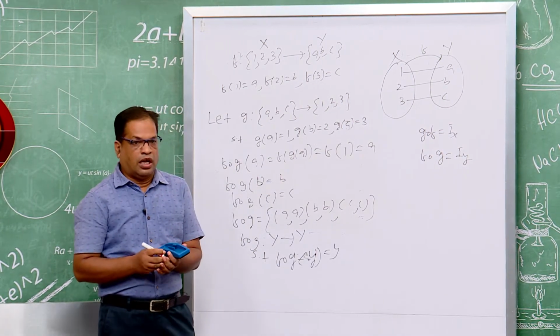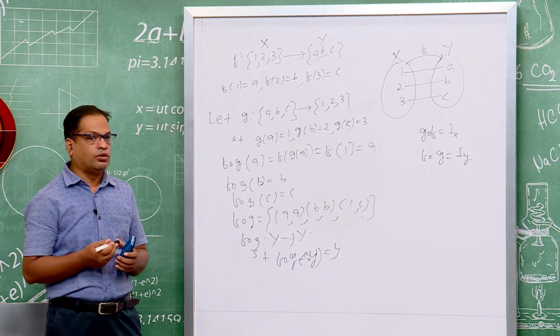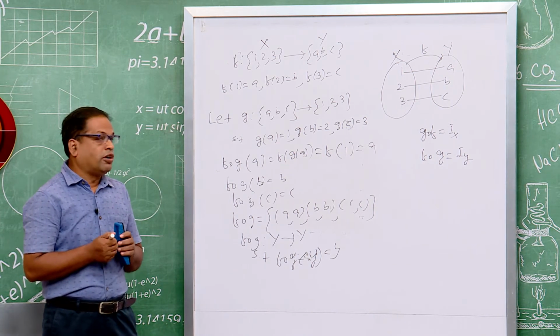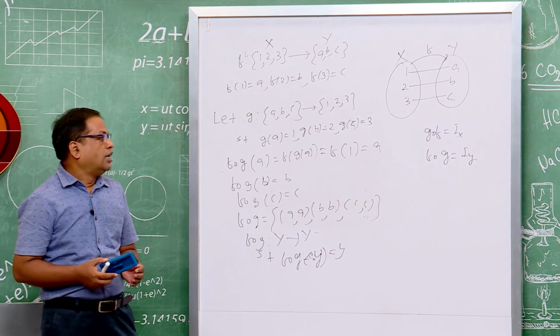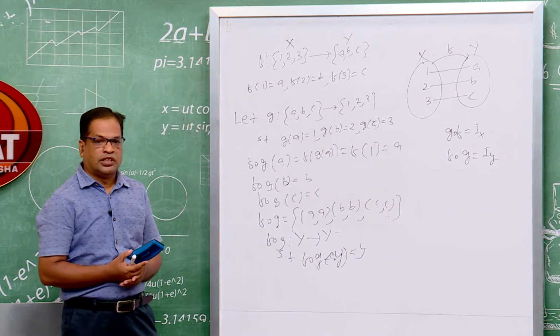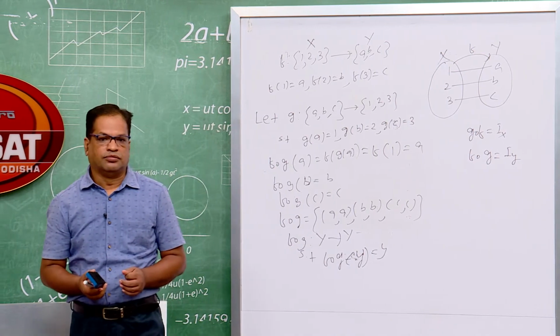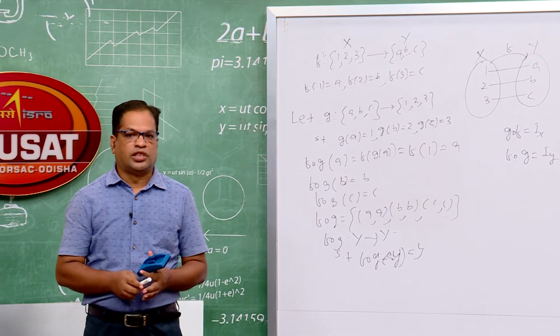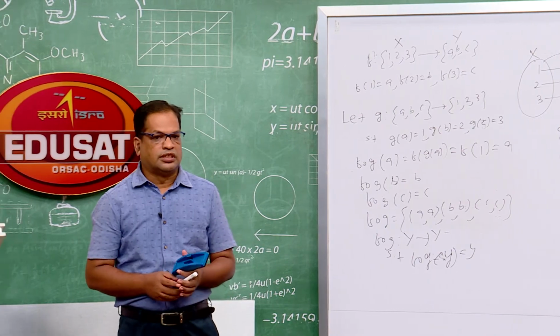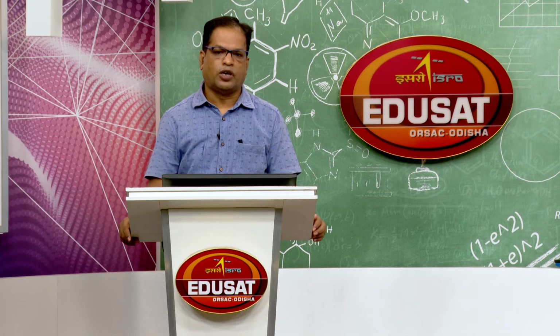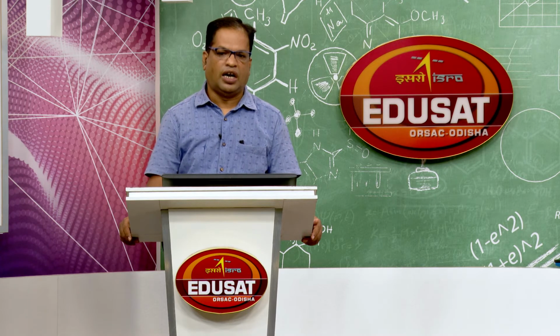So, for F, a function from {1, 2, 3} to {A, B, C}, we have got a function G such that G composition F is the identity function on X and F composition G is the identity function on Y. Next, we will see a pictorial representation of this example. From {1, 2, 3} to {A, B, C}, we got a bijective function G such that G composition F is the identity function and F composition G is also an identity function.